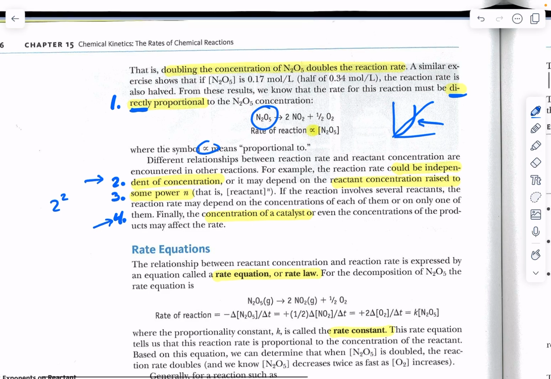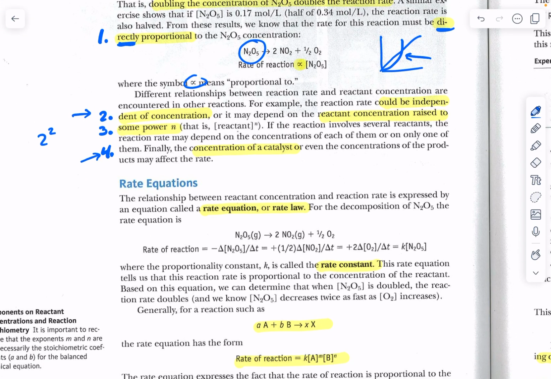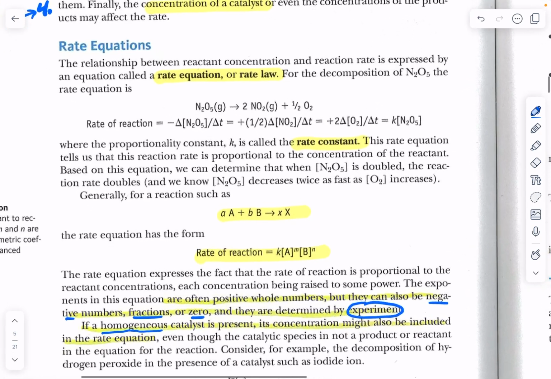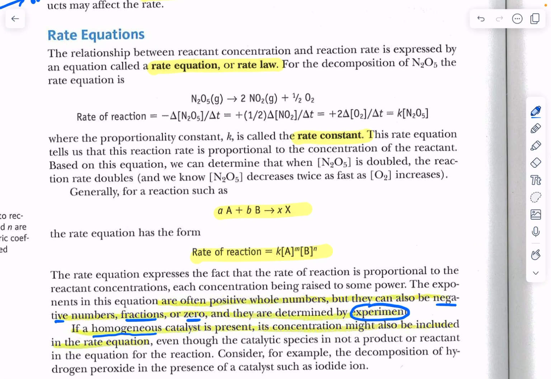Now, when we do experiments to see what the effect of changing the concentration is on the reaction rate, we can use that information to create what we call a reaction rate equation or a rate law. This law is going to be a law that governs this particular reaction at this particular temperature. So it's a very exclusive, specific kind of rate law. It's not like the law of gravity that we believe to be universally true.